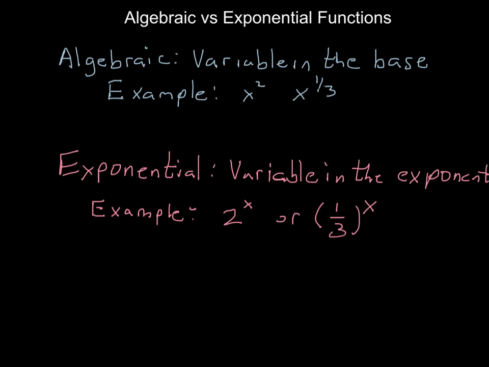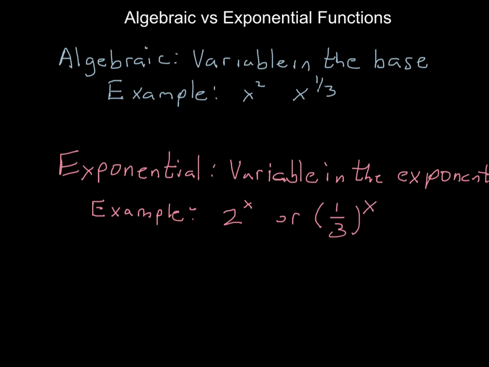When we talk about algebraic versus exponential functions, the main difference between the two is the location of the variable. In algebraic functions, the variable will be part of the base. In this case, when we look at x squared and x to the 1/3 power, x is the base of that expression and the constant value happens to be the exponent. And that will always be true when you're talking about an algebraic function.